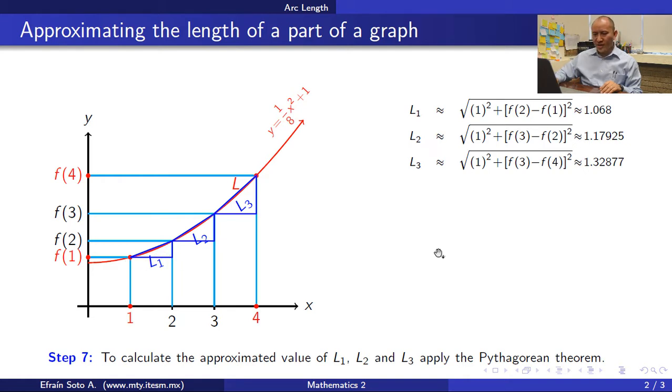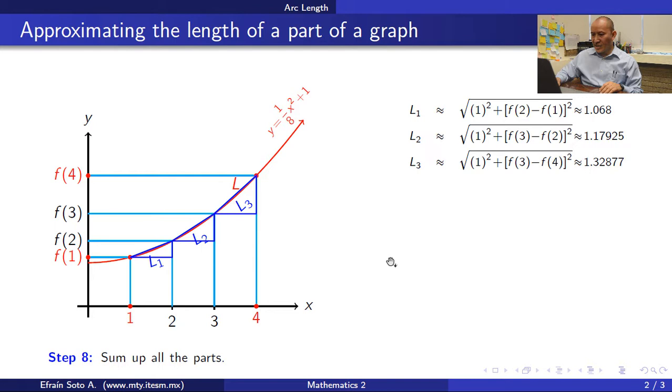So we think that the length of the segment of straight line will be approximately equal to the actual length of the part of the graph of the function. And in order to calculate the approximated value of L, the capital L, we just add up all of these results, and we obtain a good approximation of the value of L.